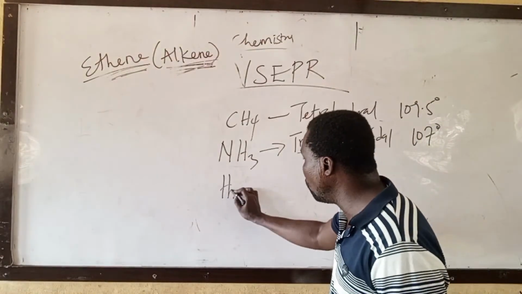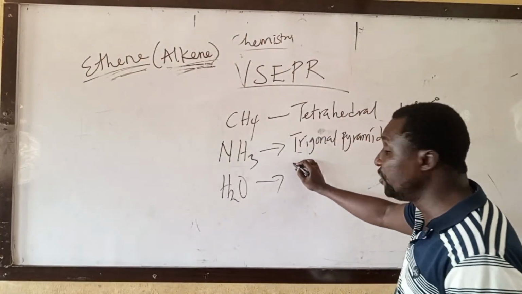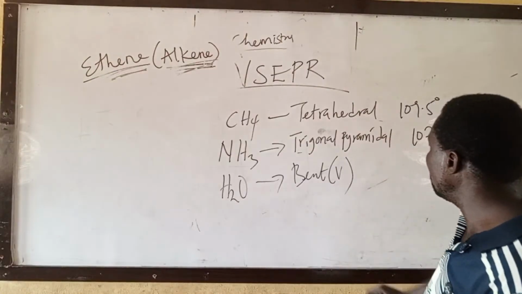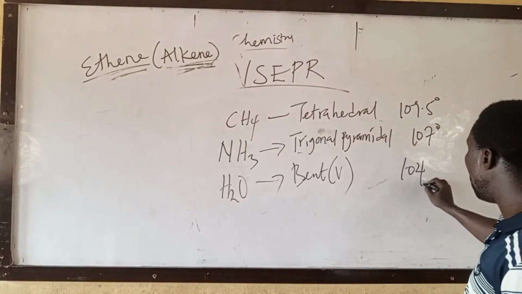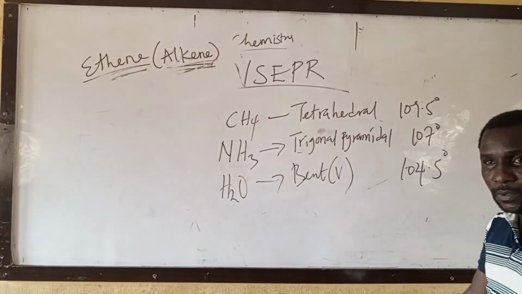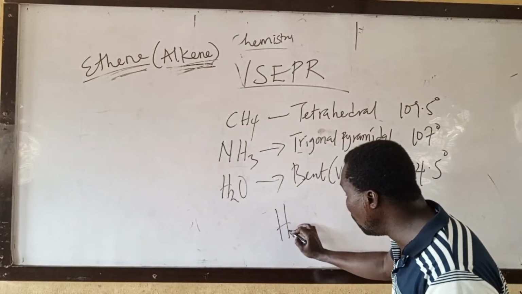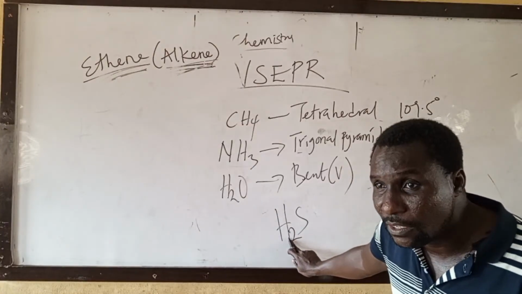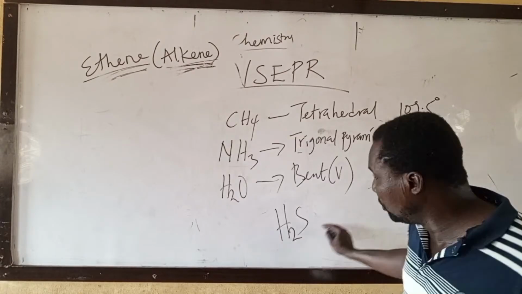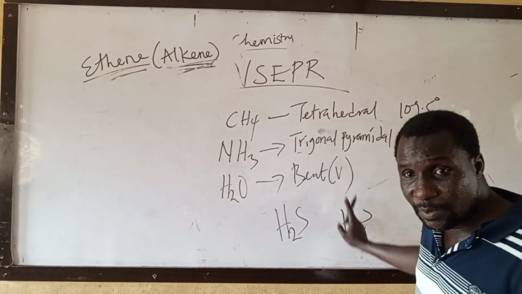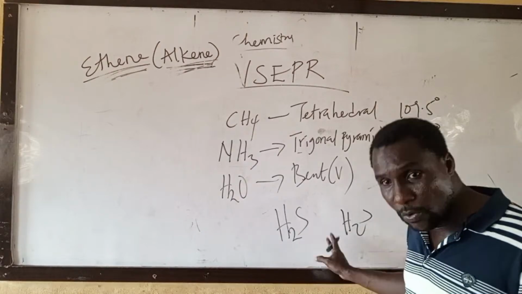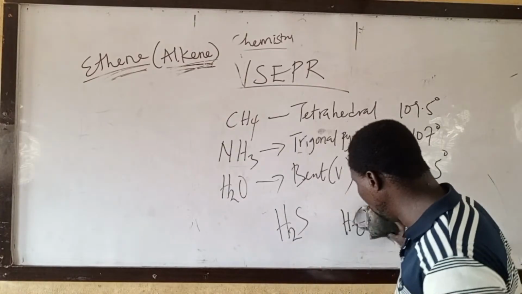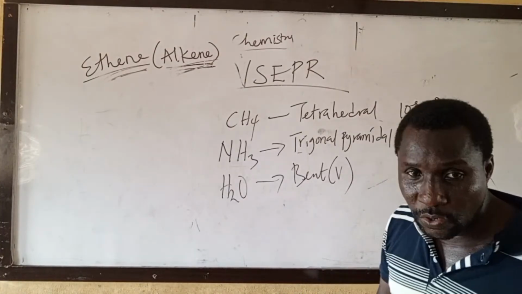When you have H2O, water, which is V-shape or bent, the bond angle is 104.5 degrees. But hydrogen sulfide is 92.3 degrees. It's an exception. Hydrogen sulfide is also bent shape, and the bond angle is 92. But just take note of only this one. Jam will not go beyond this.